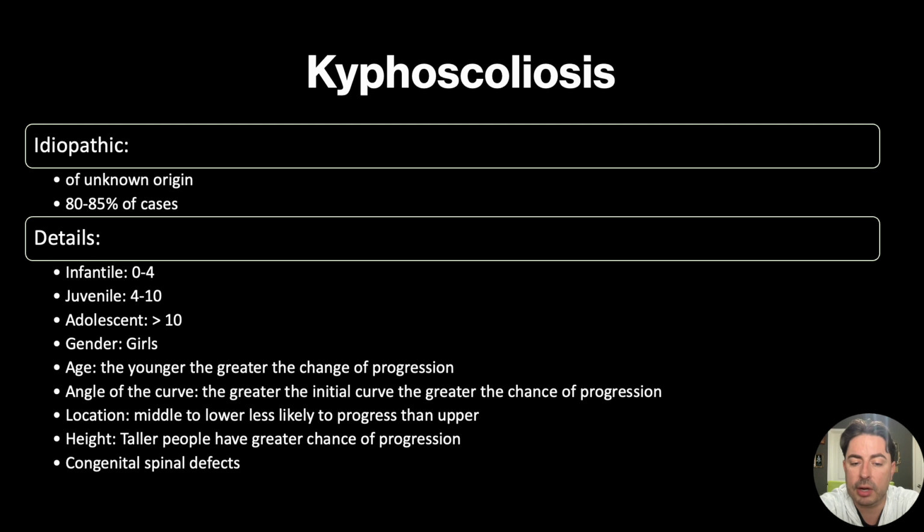Taller people have a greater chance of progression, and those with congenital spinal defects are more likely to have kyphoscoliosis as well. So that's spina bifida and other congenital spinal defects.